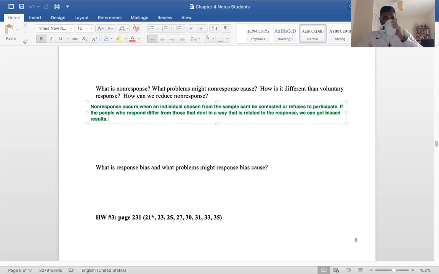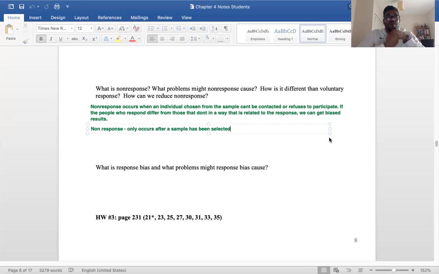Now, what's the difference between voluntary response and non-response? Okay, so non-response only occurs after a sample has been selected. Okay, so this is going back to the whole it's easy to get confused thing. So you can only have non-response once the sample has been selected.